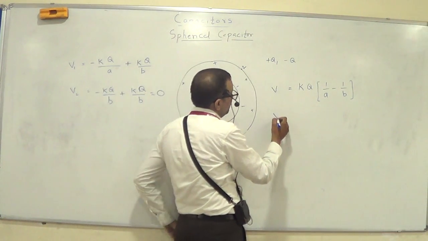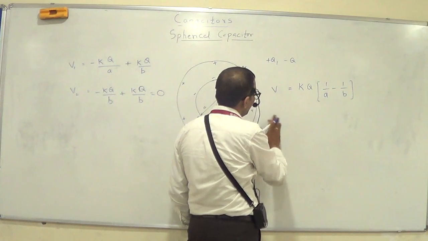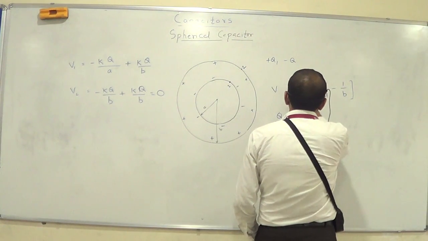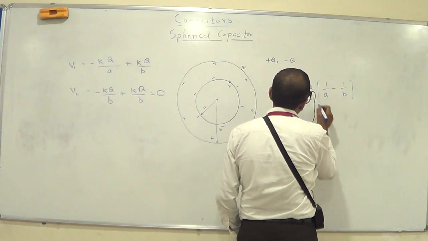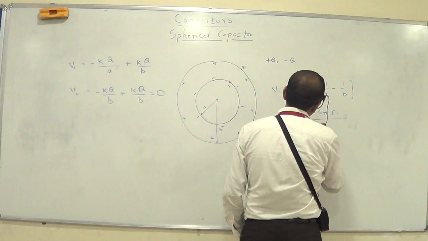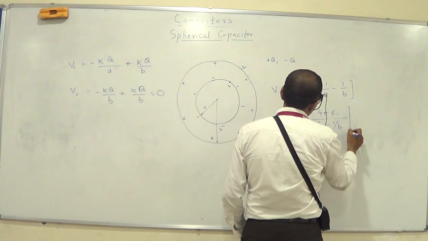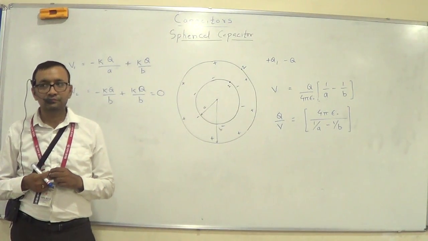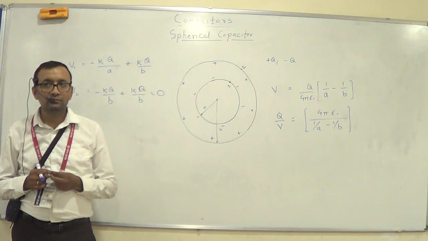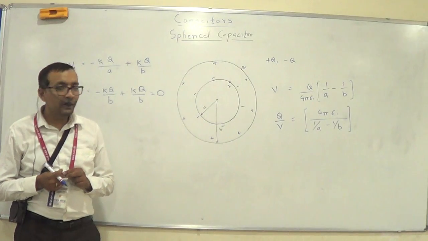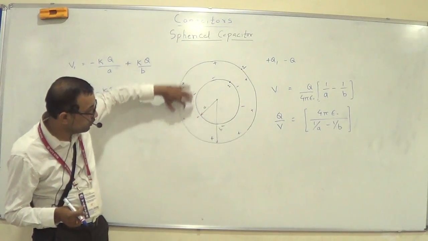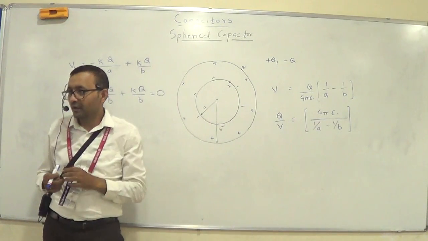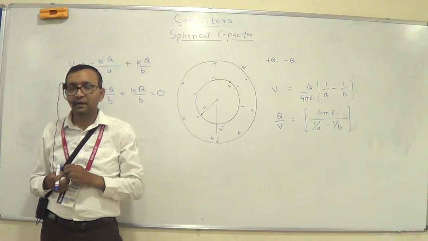So capacitance is Q by V. Let's open the K: it will be 4 pi epsilon naught in the denominator. So C equals 4 pi epsilon naught divided by (1 by A minus 1 by B). So this is the capacitance of the spherical capacitor. Understood? Fine. If I place a dielectric of dielectric constant K throughout, the capacitance will be 4 pi K epsilon naught. Instead of epsilon naught, put K epsilon naught. That's it.